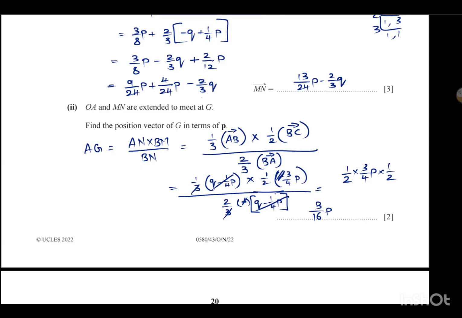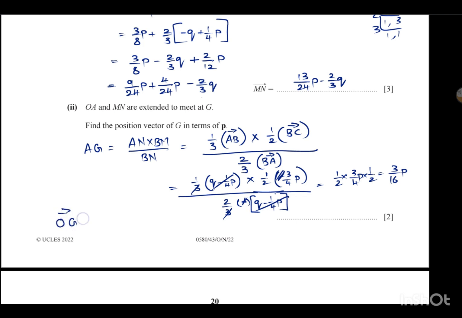Okay, so this is just AG we got here. Let me write completely: 1 by 2 into 3 by 4 P into 1 by 2, which is 3 by 16 P. This is AG. Now we need to find OG.